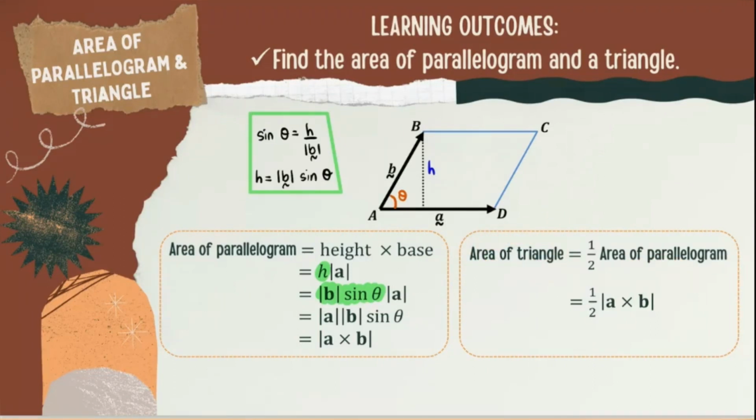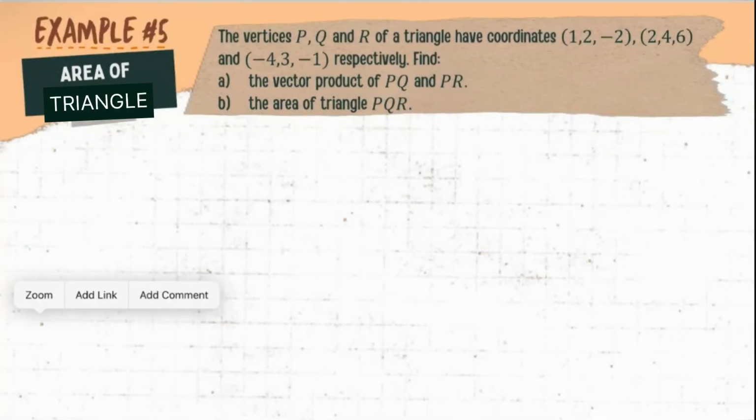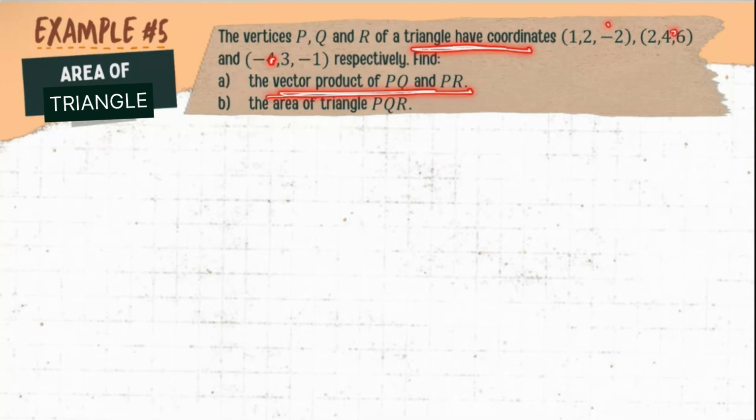That's it. Next, we look at an example directly. Oh, only 5 minutes left. This is example 5. Okay. Is it long? InshaAllah, not long. So, find the vertices of P, Q and R. Okay, fine. Let's say we have P, Q and R. Area of triangle, find the vector product between PQ and PR.